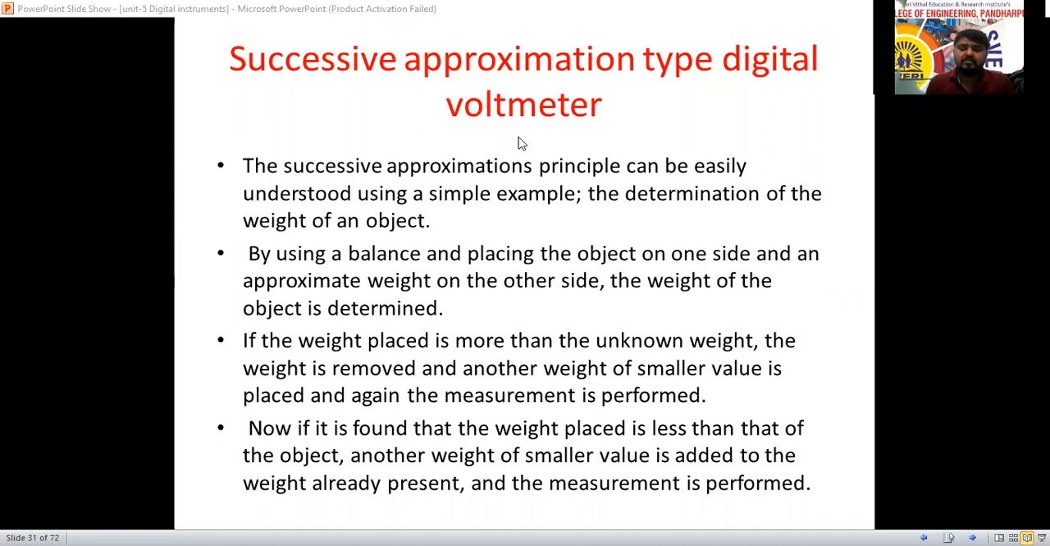So, in the morning class, we discussed the ramp type, integration type, and dual slope integration type digital voltmeters. Another two types of voltmeters remain, and we are going to discuss those two now. The fourth one is the successive approximation type digital voltmeter.